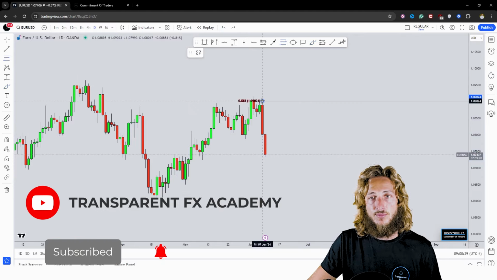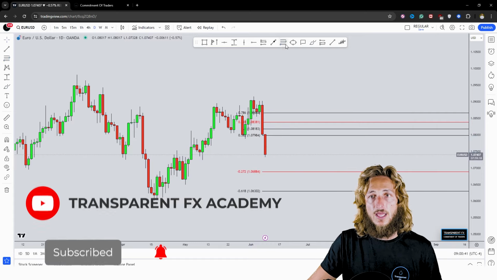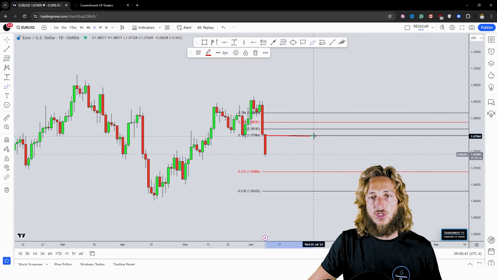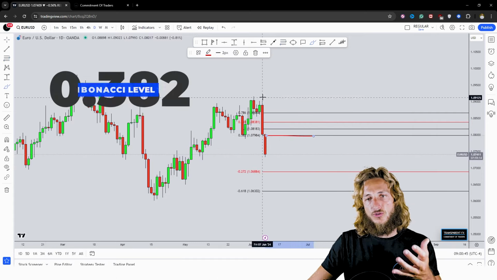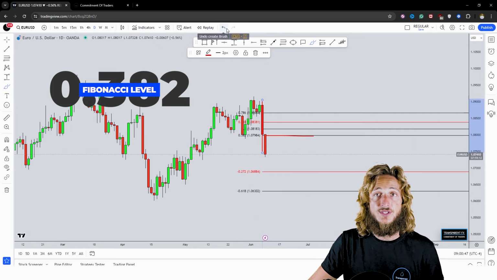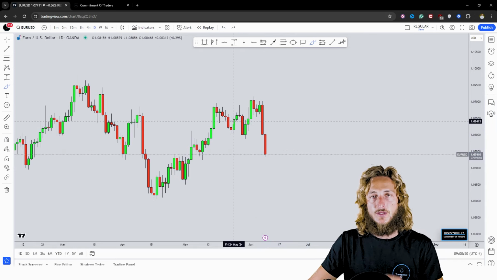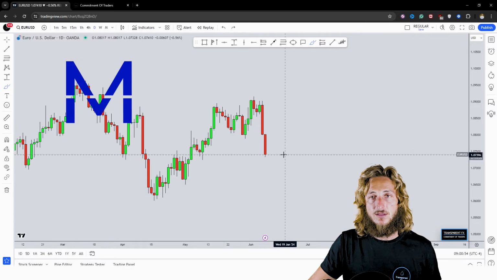So in this case, the impulse leg would be from this high to this low. Therefore, there would be a first potential upside target at this 0.32 of the Fibonacci taken on this impulse leg for the completion of this overextended M pattern. That is how most of the times this pattern plays out.